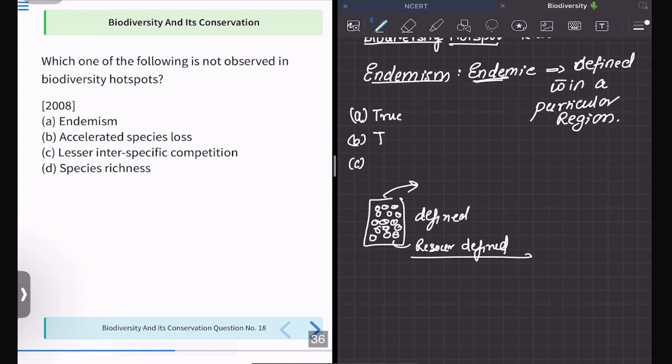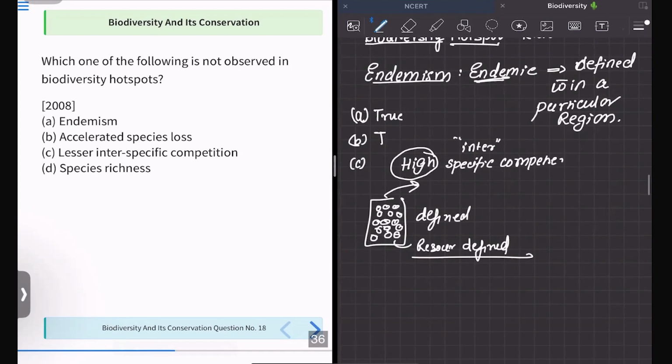So similarly, since a hotspot is a defined area, there is going to be high competition. And when I say inter, that means one species is competing with the other species for their existence. So it is going to be high and not low. I have explained why it will be high and not low. I hope you have understood that. So option C becomes a false statement.